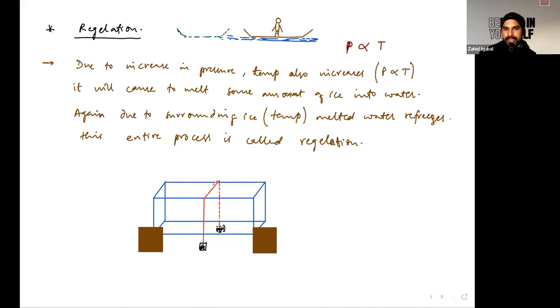Now, on moving slightly downward, the melted water present above it again refreezes due to the temperature of the surroundings. And this process continues till this string moves from one end to another without splitting this entire block. This is again regelation.